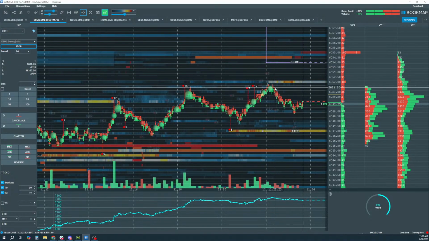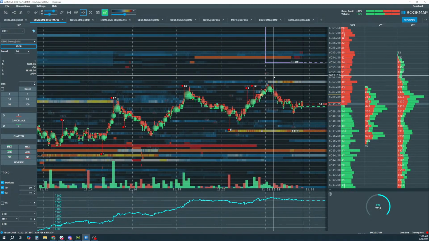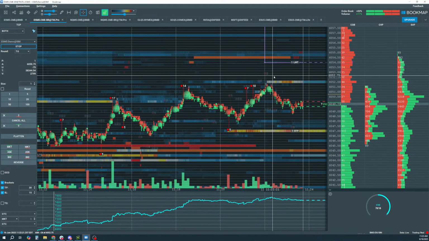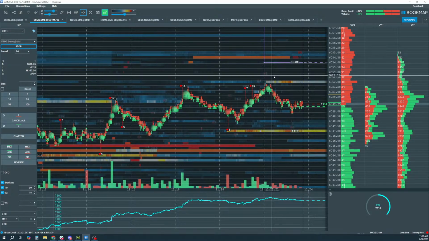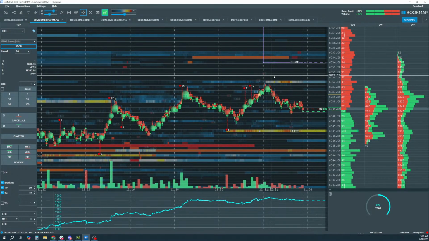Okay, and retest back up to the swing. Yeah, the ES can follow DB. We'll see.